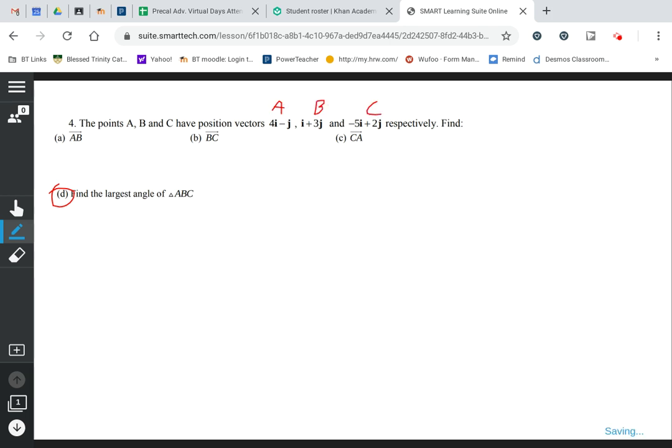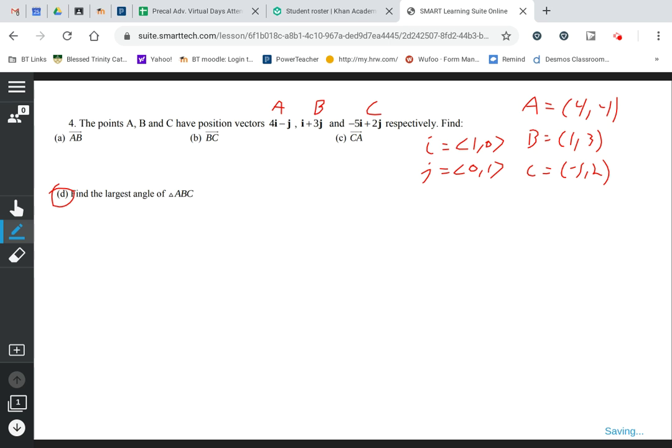And if we remember that i is the vector (1, 0) and j is the vector (0, 1), it lets us write A, B, and C in terms of coordinates. A here is (4, -1). B is (1, 3). And C is (-5, 2).